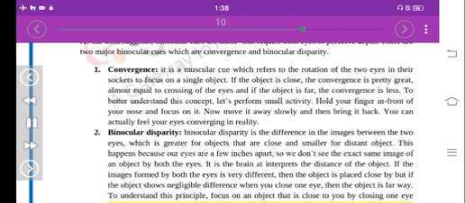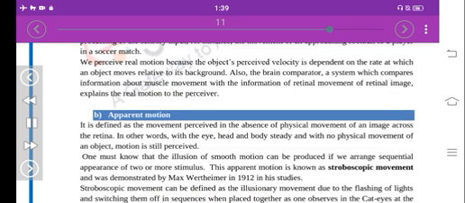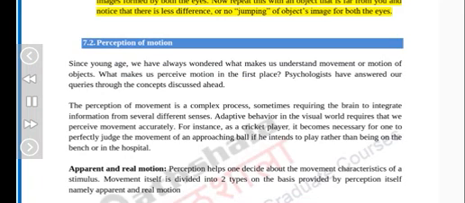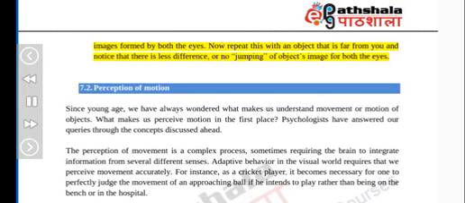Notice the large difference in the images formed by both the eyes. Now repeat this with an object that is far from you and notice that there is less difference, or no jumping, of the object's image for both the eyes.